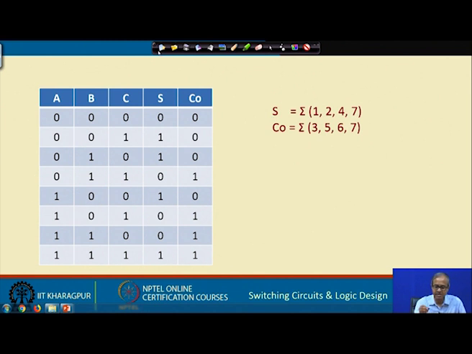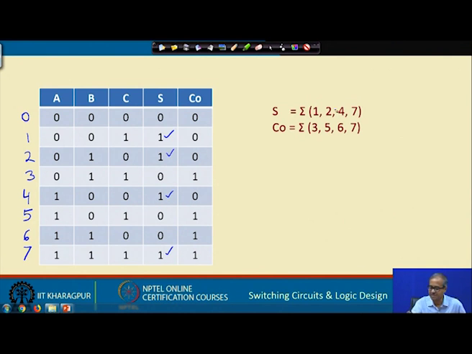What we do is, for every row of the input, I write down the decimal equivalent of the binary input. 0 0 0 is 0, 0 0 1 is 1, 0 1 0 is 2, 0 1 1 is 3, 1 0 0 is 4, 1 0 1 is 5, 1 1 0 is 6, 1 1 1 is 7. For this sum, you list out which rows are 1. It is 1, 2, 4 and 7.